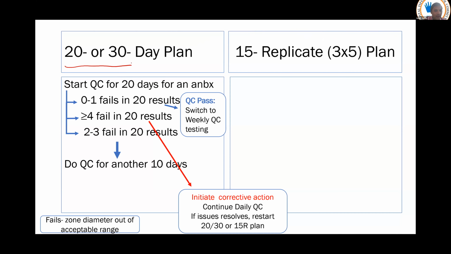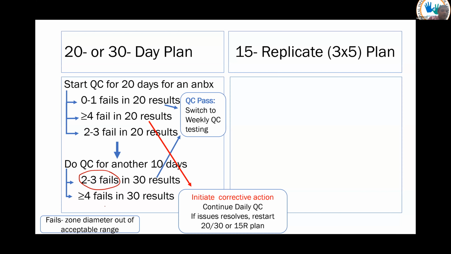You have to repeat for another 10 days, so how many results will there be? 20 results are available here, 10 results are available here, so total results available will be 30. Among the 30, if you have 2 to 3 fail, then it is considered that QC is pass. If you have more than or equal to 4 fail, then it is considered that QC is fail. Again, you have to initiate the corrective action.